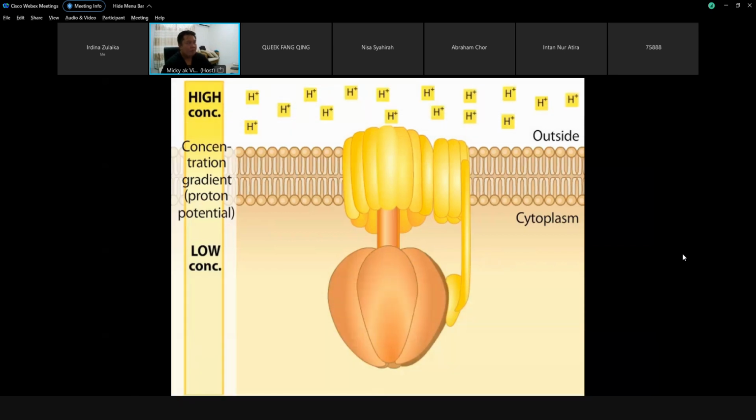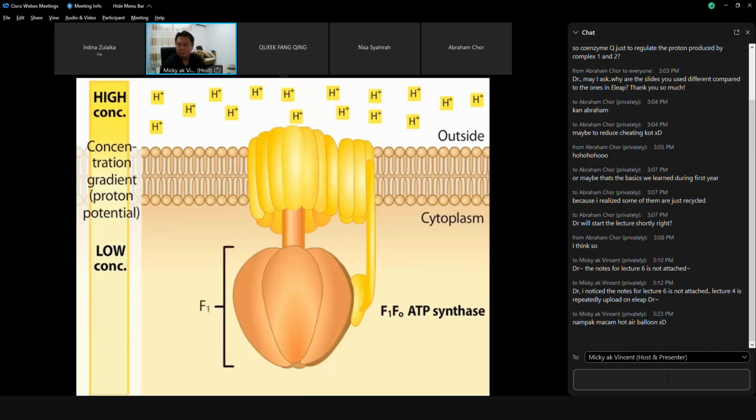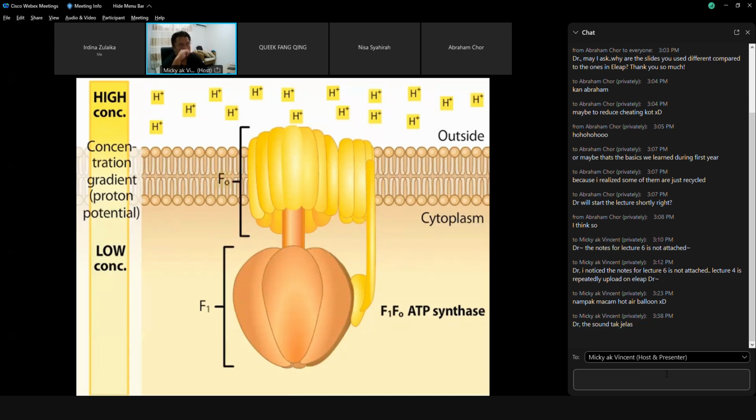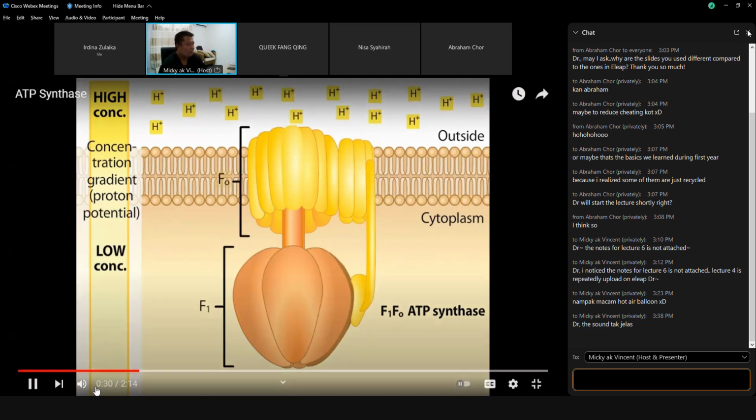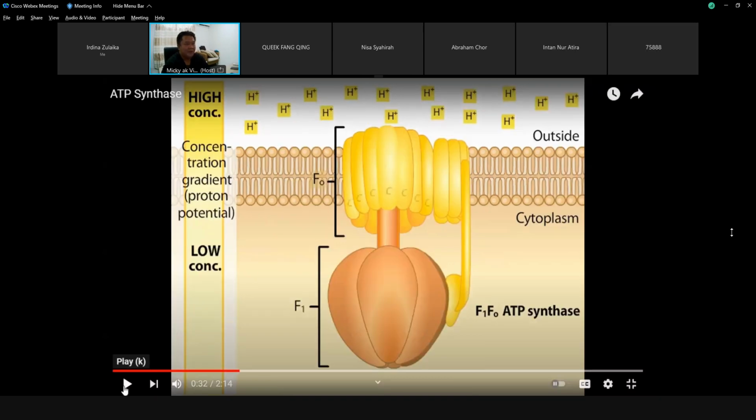large complex in the membrane called ATP synthase. ATP synthase, also called the F1-FO ATP synthase, has two main parts, F1, which protrudes into the cytoplasm, and FO, which sits in the membrane. FO consists of 12 identical subunits designated C.